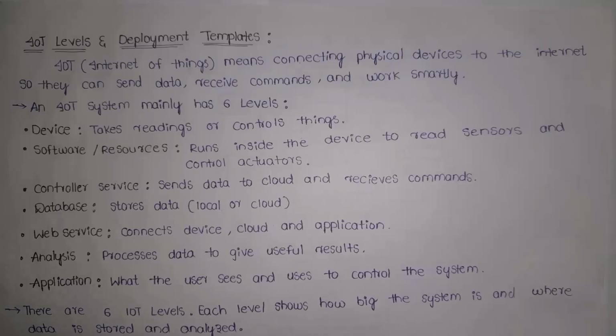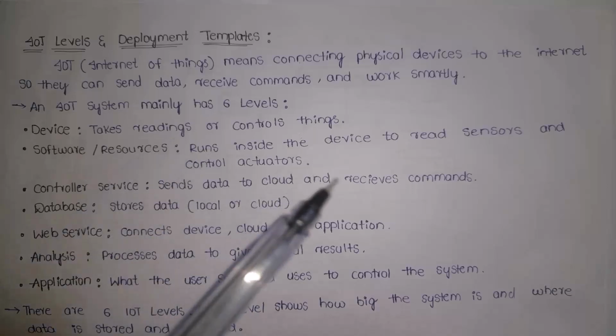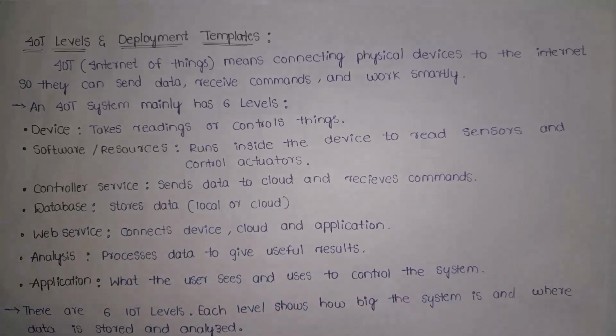So the first part is IoT device and the second one is software or resources. Guys, each and every IoT device contains software. By using that software, the device can read data from sensors and also perform various actions by using actuators. And the third one is controller. Guys, controller acts as the brain. It will take intelligent decisions.